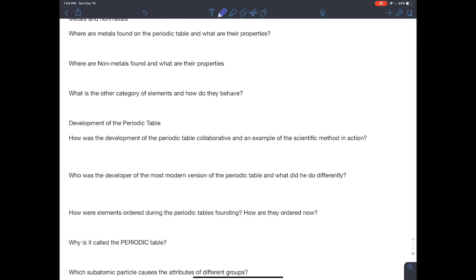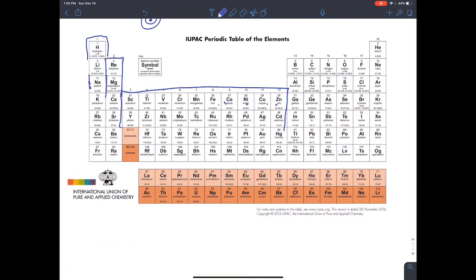Okay, metals. Where are metals found on the periodic table, and what are their properties? Where are nonmetals found, and what are their properties? Okay, so metals, if we draw the staircase here, that I believe, I don't want to mess this up.